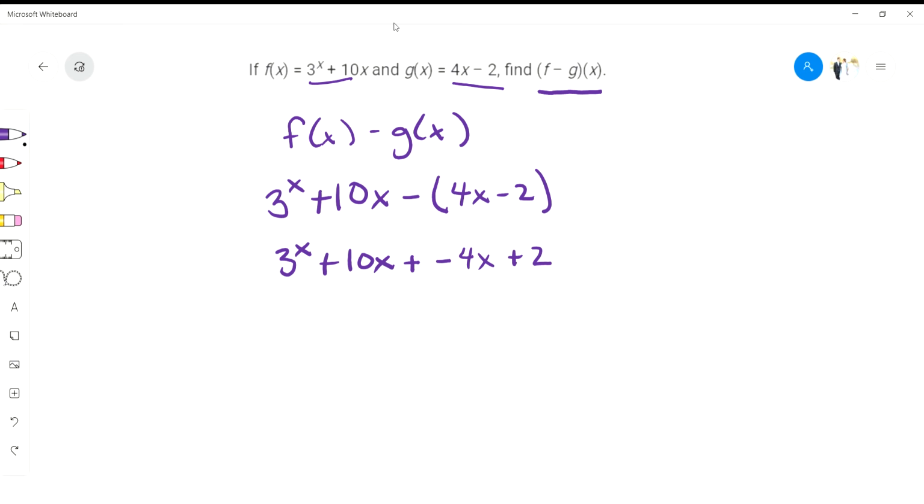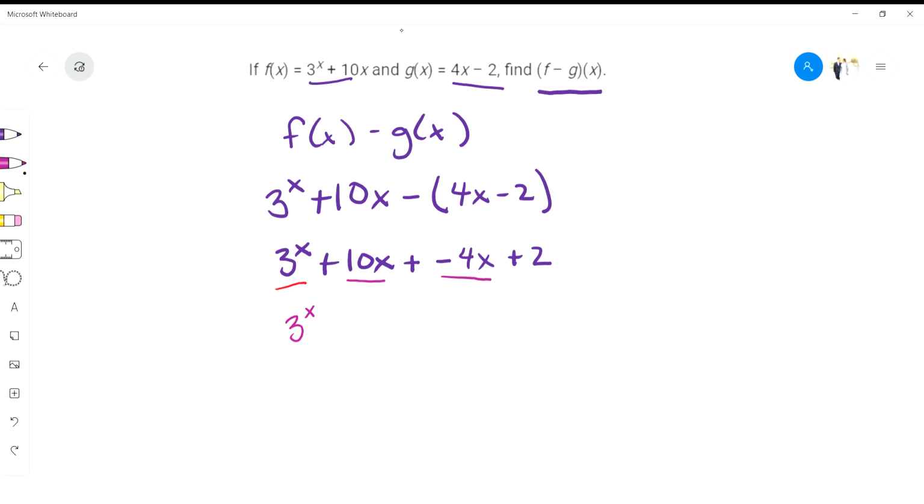Okay, so now we're going to do the combining like terms. So the first term that we have, kind of strange, is this one. Do we see any other examples where we have an x in an exponent? We do not, so we can't do anything with that. So that's going to stay the same. So I'm actually going to write that. We'll do 3 to the x. That's done. Okay, now the next one is 10x and -4x.